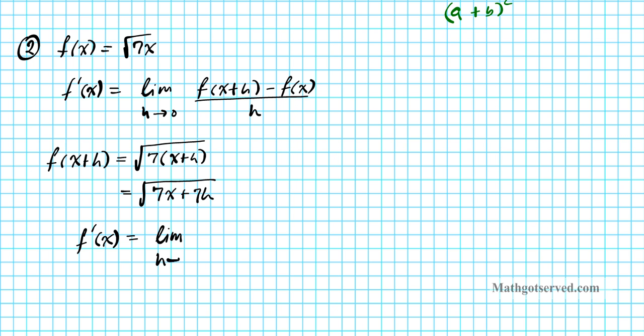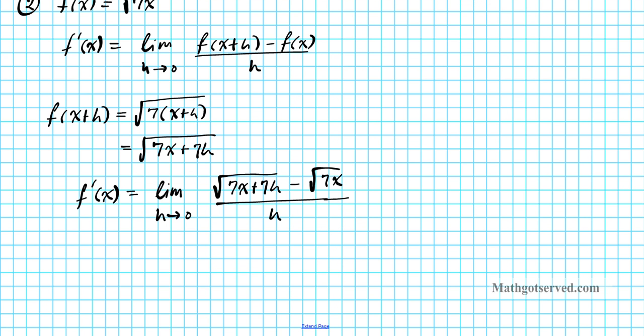So the limit as h approaches 0 of the square root of 7x plus 7h, minus f of x, which is the square root of 7x, divided by h. Okay? Alright, now what I'm going to do to simplify this radical is multiply by the conjugate.